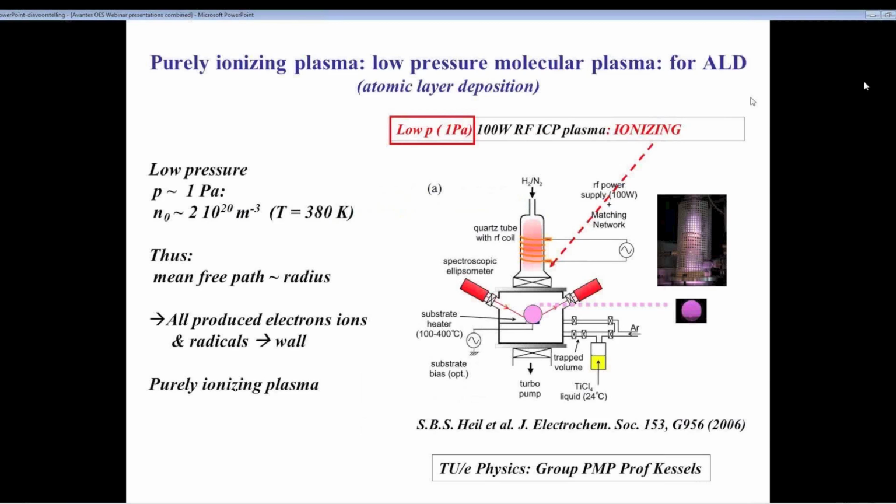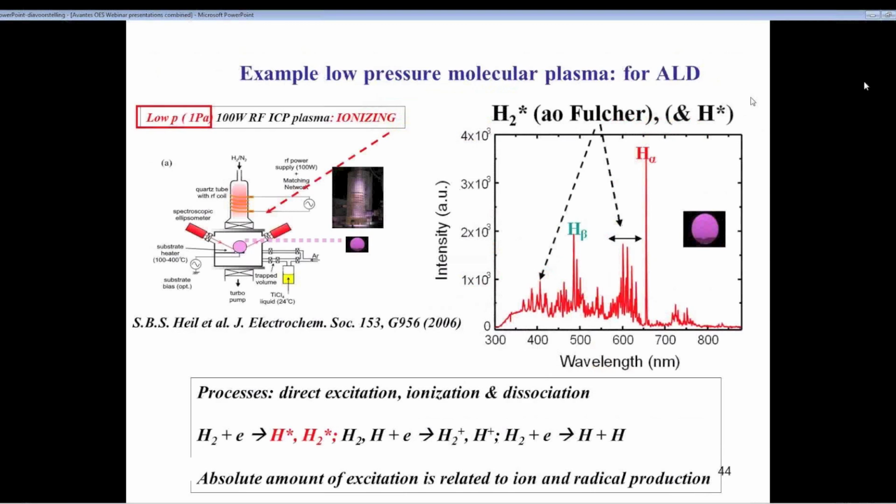An example of such a purely ionizing plasma is a low pressure molecular plasma for ALD, from the group of Professor Kessels. Here is shown an ICP plasma, and it expands to a lower vessel where the atomic layer deposition is done. It is low pressure, which means that the mean free path is not much smaller than the radius, and therefore all produced ions and radicals come to the surface. And therefore one can say it is purely ionizing plasma.